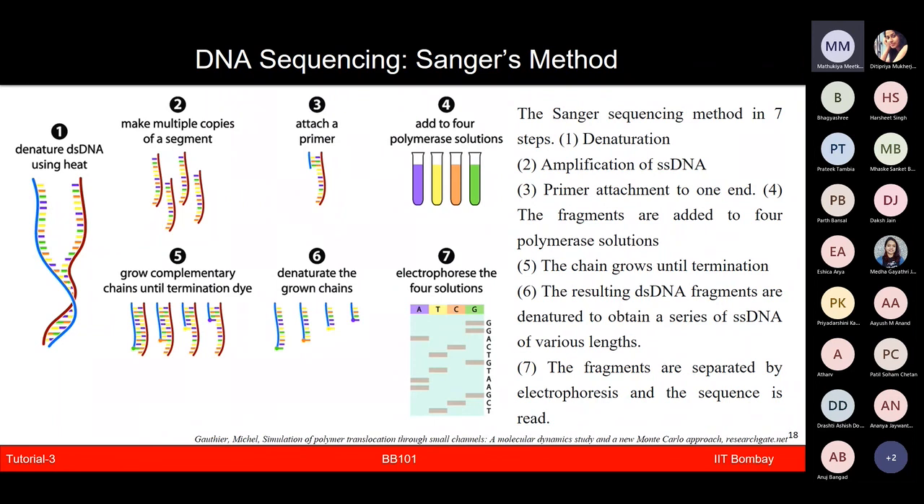So now starting with the fragment, denaturation, again the separation of the two strands. Then we have single-stranded DNA. Okay, so now we are amplifying the single-stranded DNA, attaching a primer, and now we have four polymerase solutions. So what they will do is it will grow until that polymerase hits a ddNTP, as you can call it. ddNTP, it will attach, it would supply that dNTP.